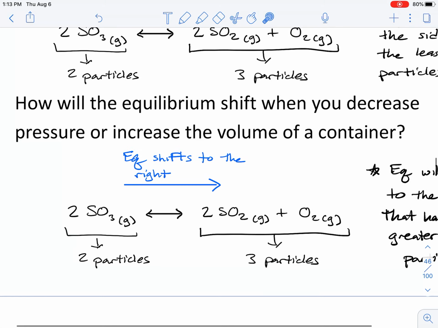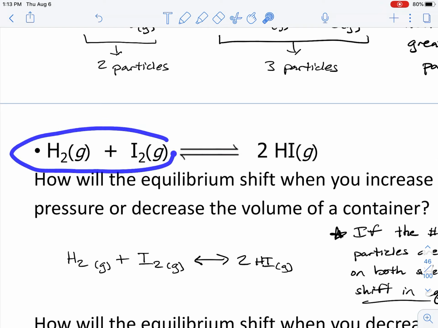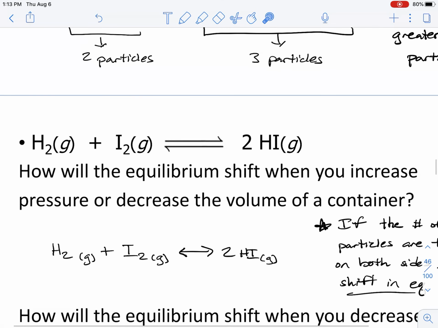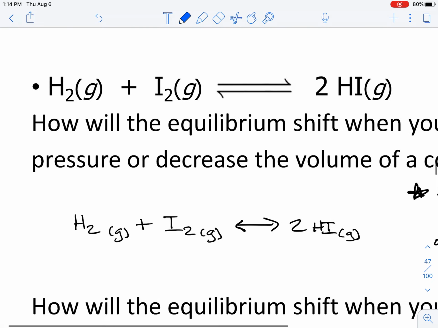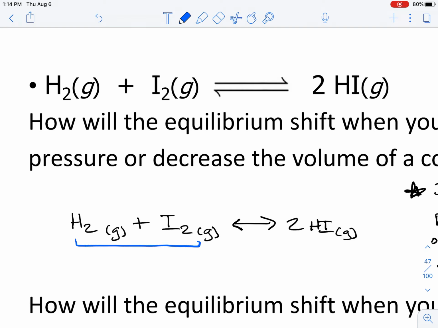All right, let's take a look at another example. Here we have an equilibrium between hydrogen gas and iodine gas, which are the reactants, and hydrogen iodide, which is going to be the product. Going through the motions, how will the equilibrium shift when you increase the pressure or decrease the volume of this container? Once again, we're going to count the number of particles on the left and right hand side of the arrow. Here we have 2 particles, and we also have 2 particles over here.